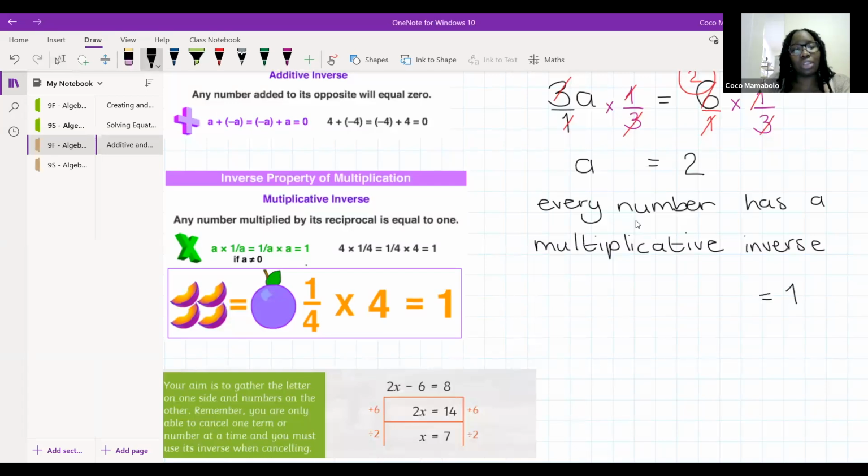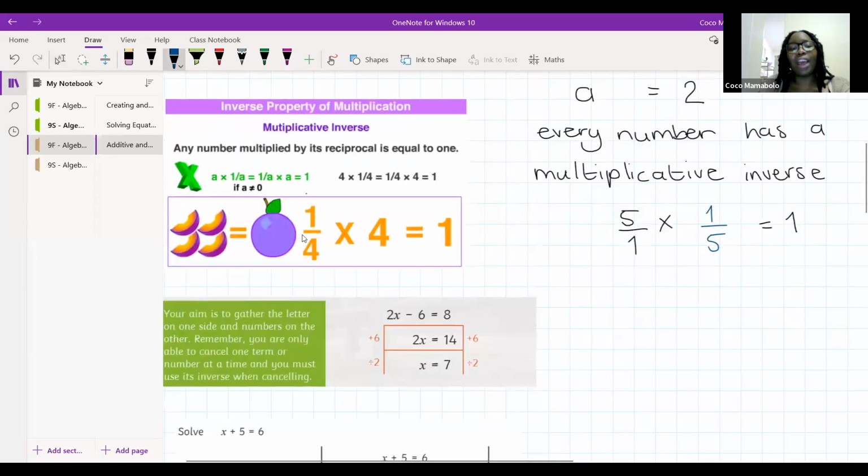So if I said to you guys, I've got 5, and I want 5 to be multiplied by something in order for it to give me 1. First thing I'm going to do is I'm going to put 5 over 1. And then what am I going to do to my fraction, guys? I'm going to flip. Okay. I'm going to flip it. So this is going to be 1/5. We're just going to flip it.